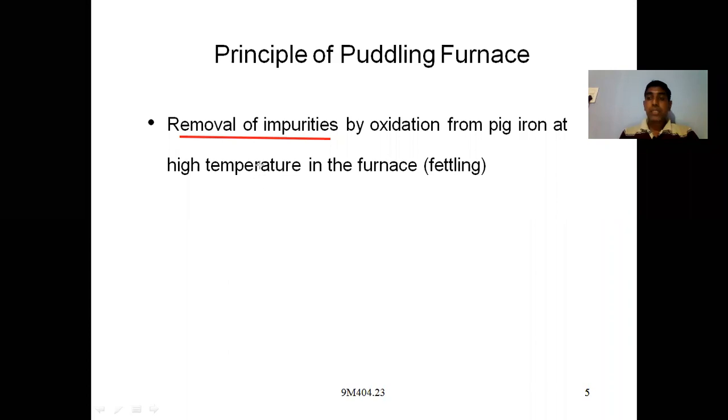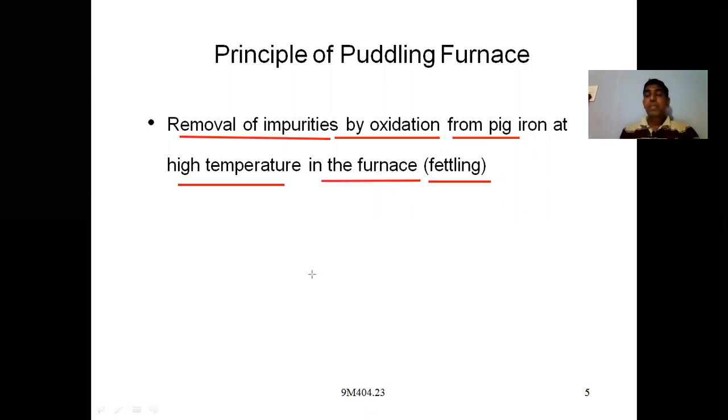Because of the presence of impurities in pig iron, it is not suitable for industrial applications. So to get it suitable for industrial applications, what we have to do? We have to remove those impurities. So what we are doing? We are removing the impurities from pig iron by oxidation method at high temperature, known as fettling operation, and it should be done in a furnace.